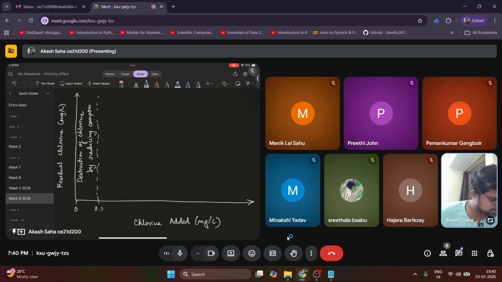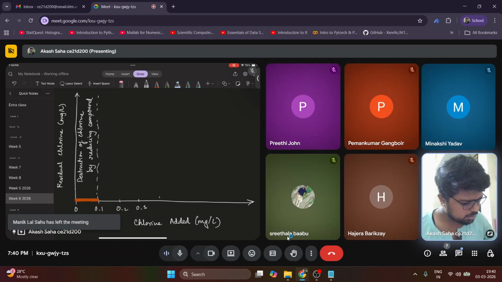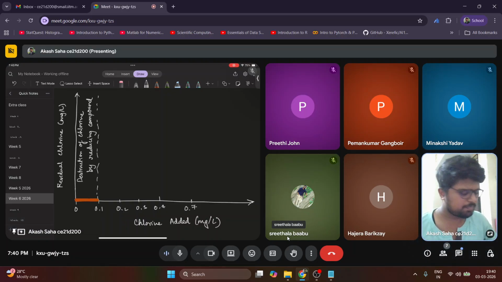Suppose some H2S is there, or some sulfate, some Fe2+ is there. Whatever those compounds are present, they will directly consume this chlorine and there will be no residual chlorine. So this line will be flat. Then slowly, if we are adding more and more chlorine, suppose we are adding 0.2, 0.3, 0.4, like that up to, let's say, 0.7, we are adding more and more chlorine.